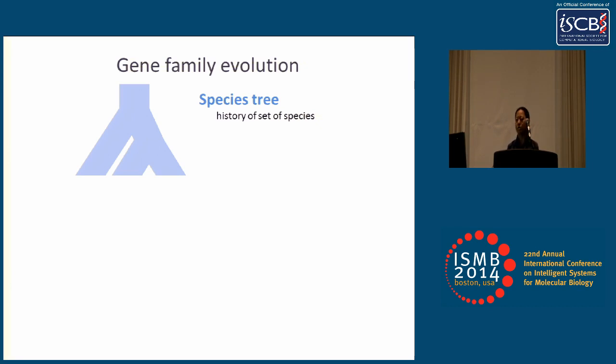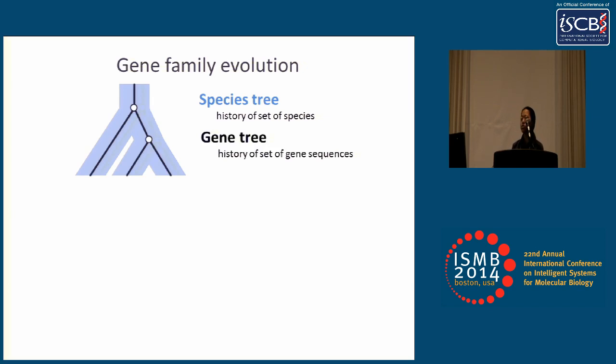two non-interbreeding populations. Within the species tree, we might have a gene tree that shows us the history of a set of gene sequences. So in the simplest case, the gene tree in black and the species tree in blue are congruent, and that means they have the same topology. So in this case, every bifurcation in the gene tree is induced by a speciation in the species tree. But of course, we know it's not always this simple.